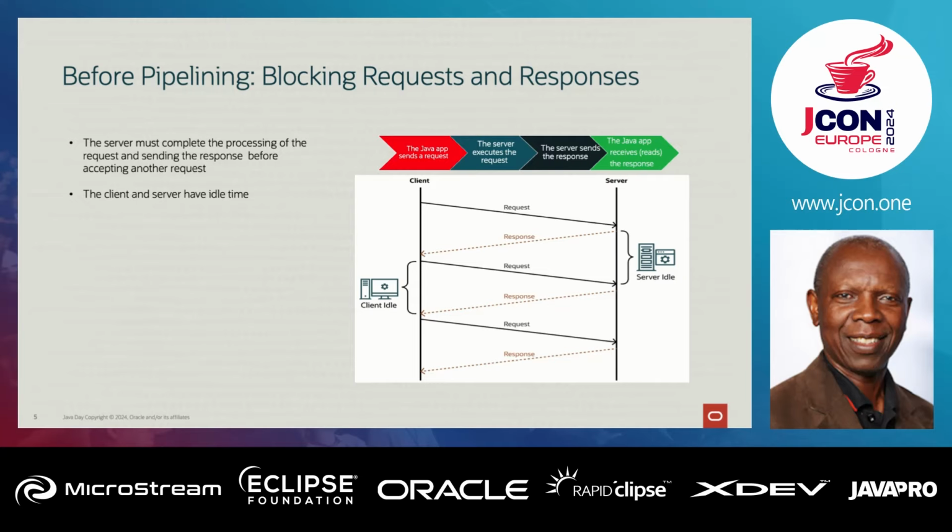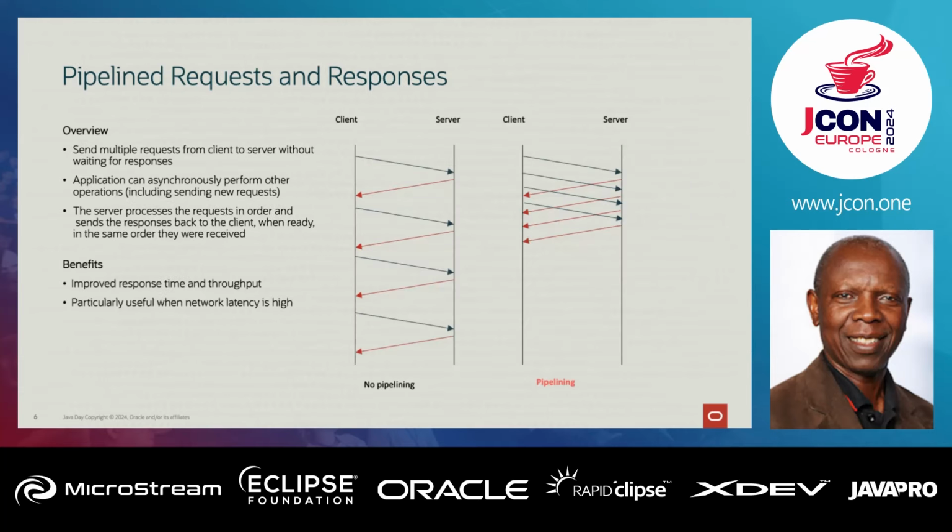So that's before pipelining. With pipelining, you issue your request, it returns immediately, it's queued on the server side, and you can issue another request without waiting for the server to process. This way, the server will queue up the requests and process them first in, first out. And on the client side, you can just keep sending requests to the database. Okay?